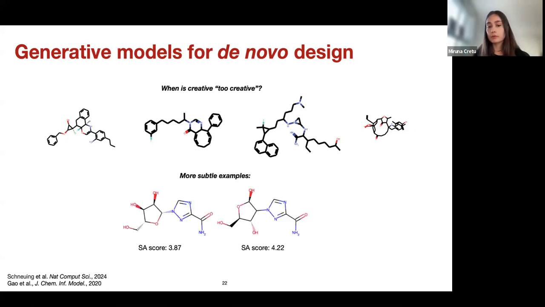And there are even more subtle examples, where of these two molecules, you'll have to take my word for it, the molecule on the left-hand side is synthesizable, whereas the one on the right-hand side is not synthesizable. So the two are very similar, right? But unless there is a sequence of reaction pathways leading to these molecules, we cannot synthesize it. And even heuristic scores, with these two being quite similar to each other, cannot distinguish between the two.